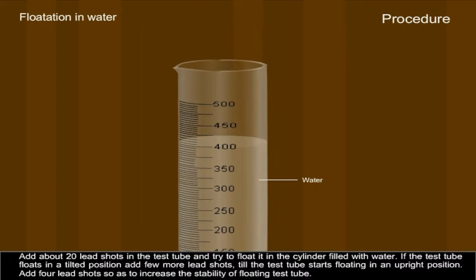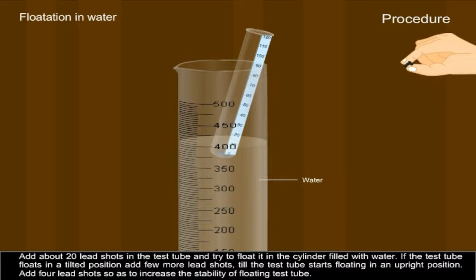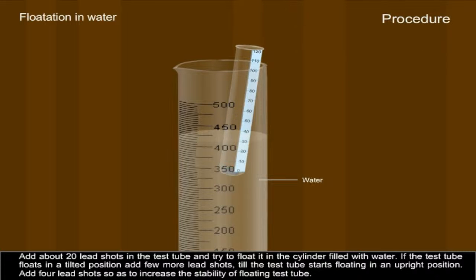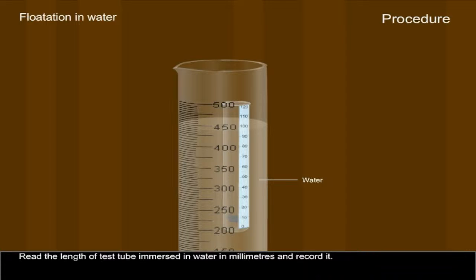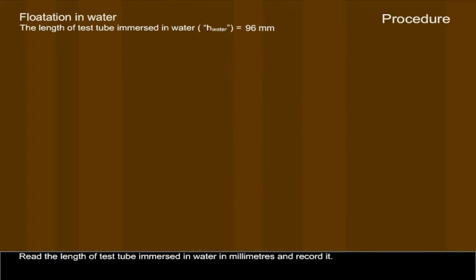Add about 20 lead shots in the test tube and try to float it in the cylinder filled with water. If the test tube floats in a tilted position, add a few more lead shots till the test tube starts floating in an upright position. Add 4 lead shots so as to increase the stability of the floating test tube. Read the length of the test tube immersed in water in millimeters and record it. The length of test tube immersed in water, H water, is equal to 96 mm.